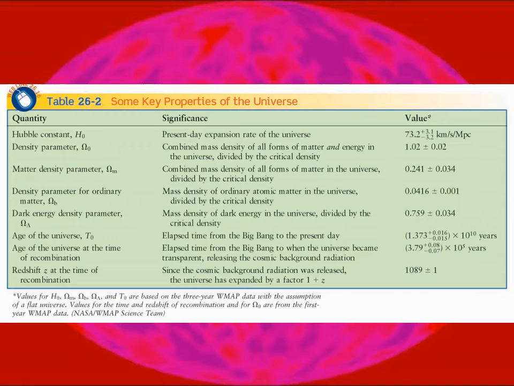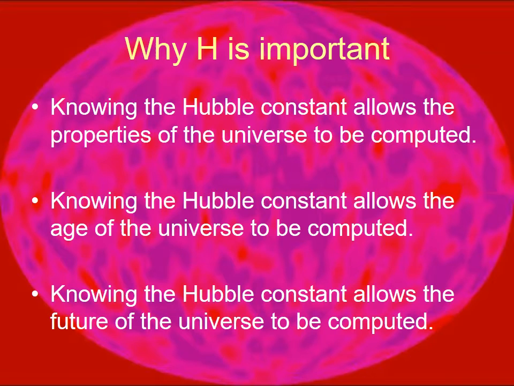Okay, your book presents this data right here, basically the same thing I just had, but with a few more things in there. So why is knowing the Hubble constant so important? Okay, it's important because that allows us to figure the age of the universe and what's going to happen in the future to the universe.